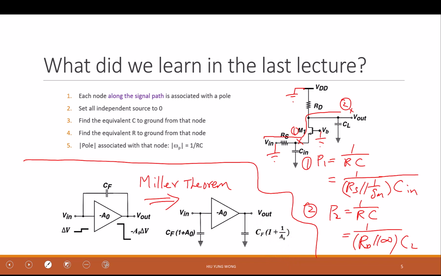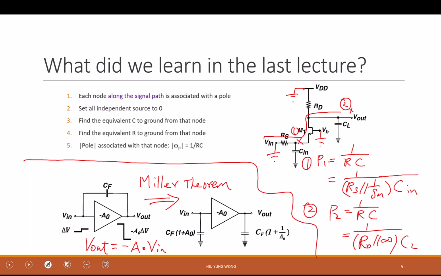And what is this number? This number is based on A0. Only in this case, if Vout equals negative A0 Vin, then we have this equation: 1 plus A0, and 1 plus 1 over A0. This is for the capacitance case. We actually derived the equation for a general impedance. Remember?